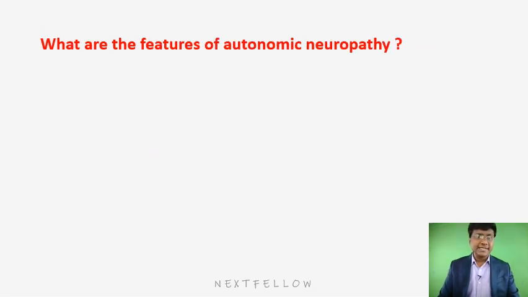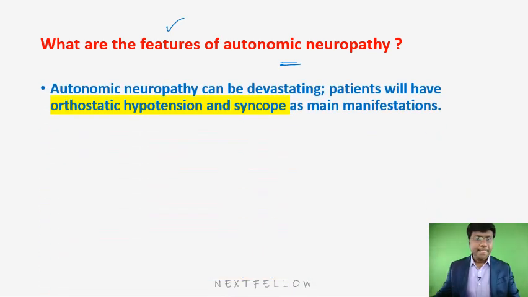Now, what are the features of autonomic neuropathy? The most common type of neuropathy in diabetes is distal symmetrical sensory neuropathy, that is peripheral neuropathy. But there can be mononeuropathy or mononeuritis multiplex, there can be involvement of cranial nerves, and there can be development of autonomic neuropathy also. Autonomic neuropathy can be devastating, and these patients develop orthostatic hypotension and syncope. These are the main manifestations of autonomic neuropathy, right?